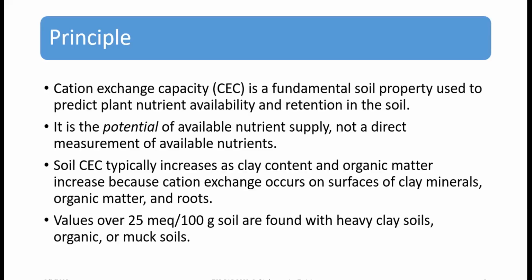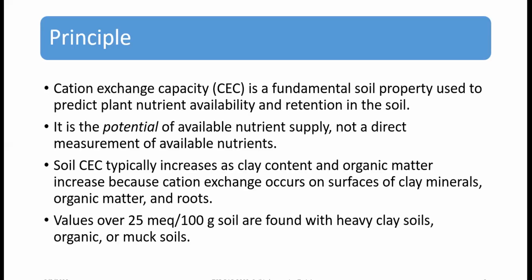And this process gives the soil the ability to retain the soil cations in these sites, and of course they can be exchanged with the soil solution. So cation exchange capacity, actually, is a potential. It gives the potential of available nutrients in the soil, basically the cations.